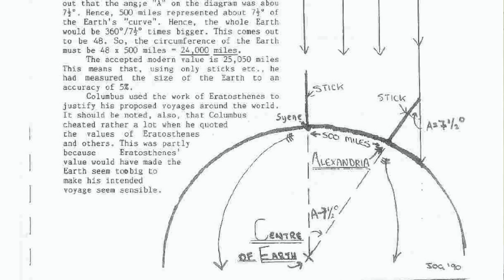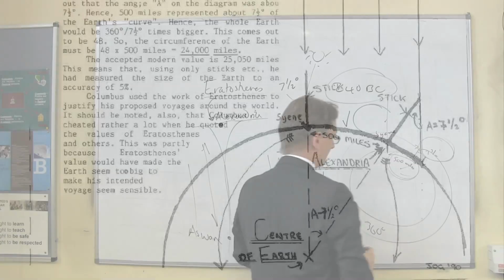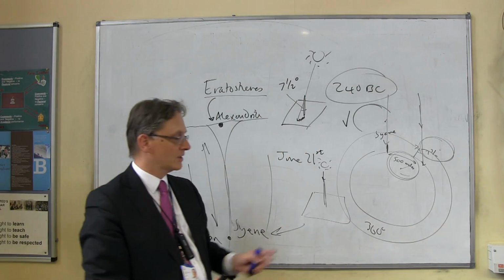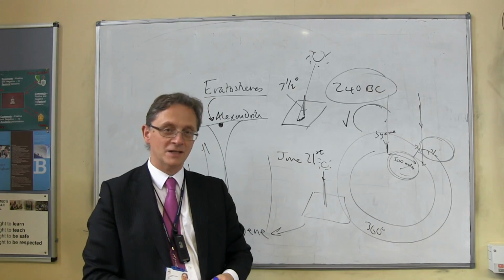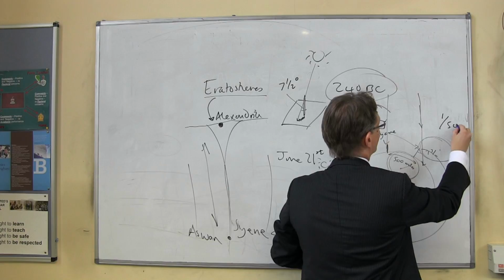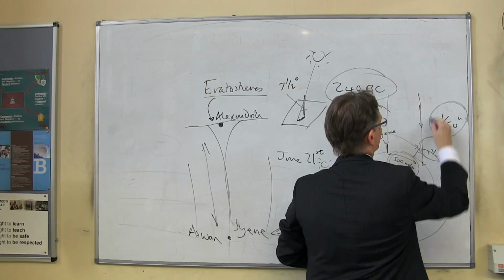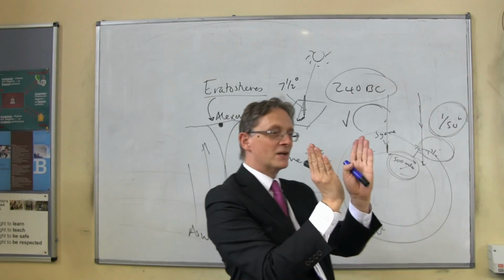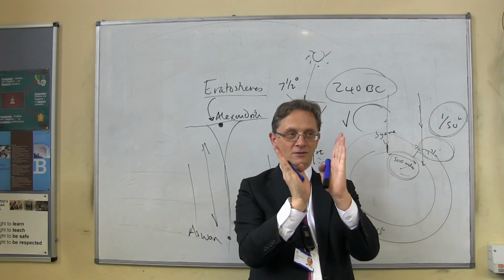So he said, well, 7.5 degrees, how many times does that go into 360? It's about 50, isn't it? You can check the numbers a bit more carefully on the sheet, but he said basically 7.5 degrees is about, I think it's a 48th actually, isn't it? It's about a 50th. 7.5 degrees is about a 50th of a circle.